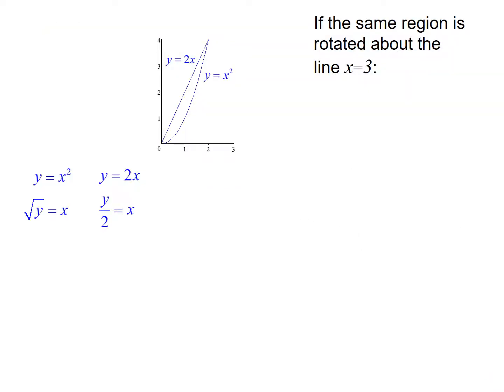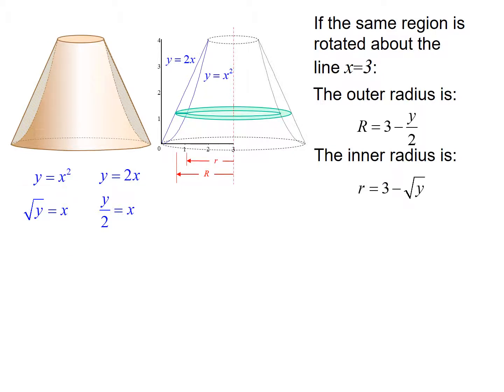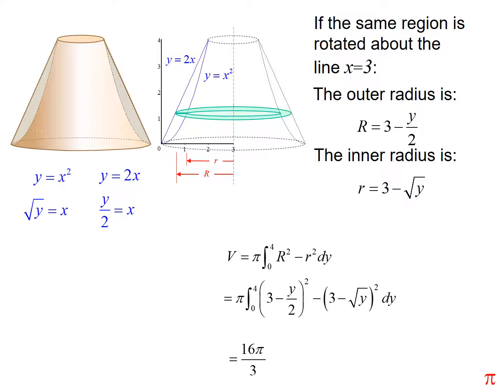Let's say we take this same region and we go around the line x equals 3. So we can see what that shape would look like. So the outer radius now is the distance from x equals 3 to y equals 2x, or x equals y over 2. And the inner radius is the distance from 3 to root y. So we have pi times the integral from 0 to 4 of big R squared minus little r squared. So we just bring those down. And we end up with a volume of 16 pi over 3.